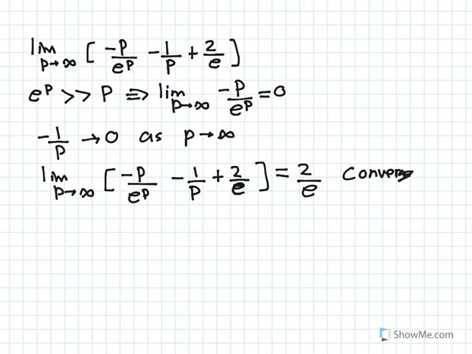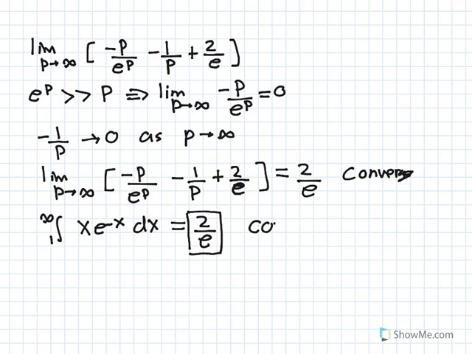So that means the integral from 1 to infinity x times e to the minus x dx is equal to, this improper integral has a value of 2 over e. Anytime you get a finite answer for your integral, that means the integral converges. That's what convergence means. You get a finite answer for your integral, a number.